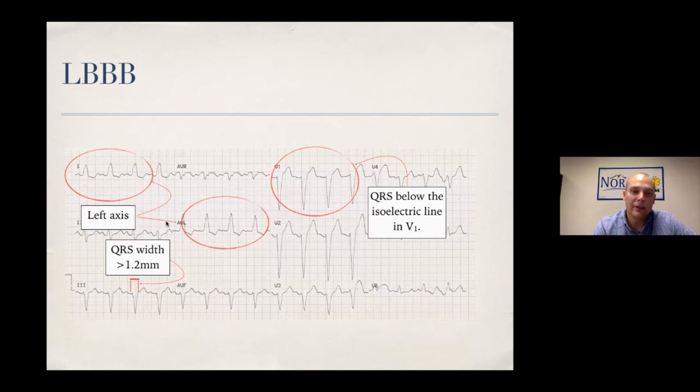Some of the things that a bundle branch block is affiliated with is a leftward axis as well. Like we talked about earlier, if I put an L here, that's upright on the left side. I confirm it in the left shoulder, so left axis there. So the criteria typically is wide QRS, left axis, and wide downward deflection in V1. That is a left bundle branch block. Even if you didn't get the axis part, if you just got that this is wide and that is down, and identify it as a left bundle branch block, that's perfectly acceptable as well.